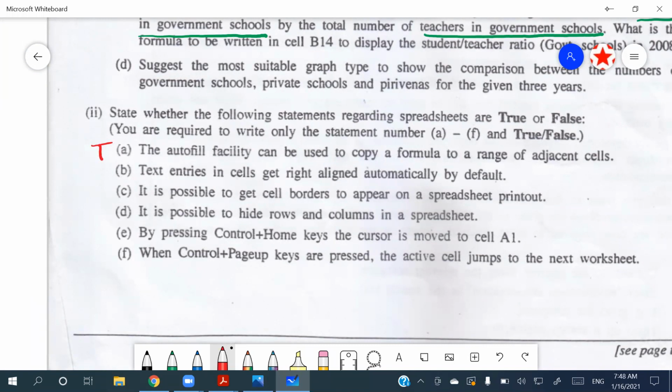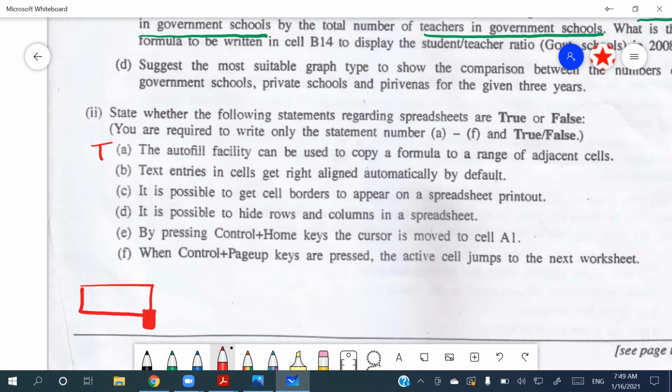If you have written a formula in one particular cell, you can use the autofill facility. Autofill facility means what? This particular box that you receive in the active cell of yours. So when you drag it from this red colored box, it's going to copy the things in a horizontal or a vertical manner.